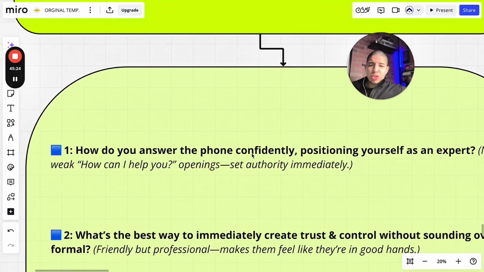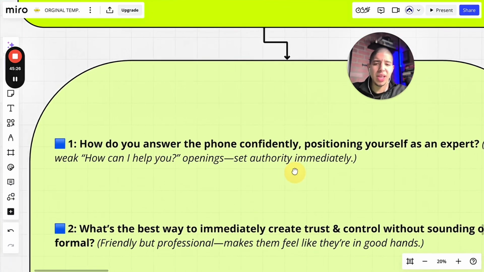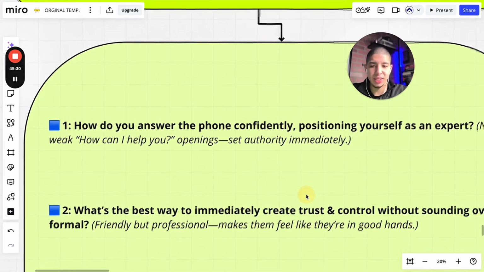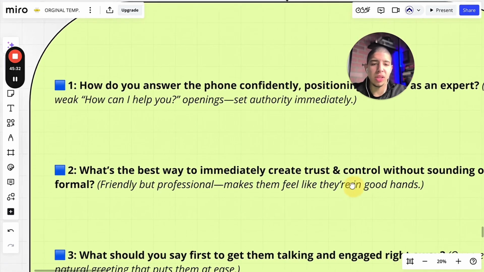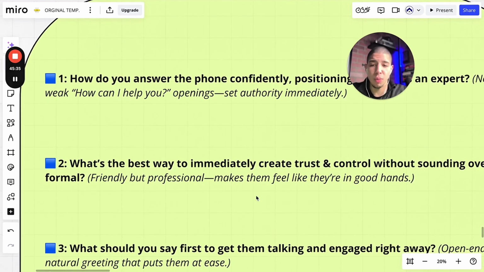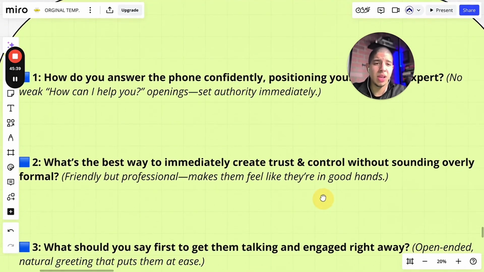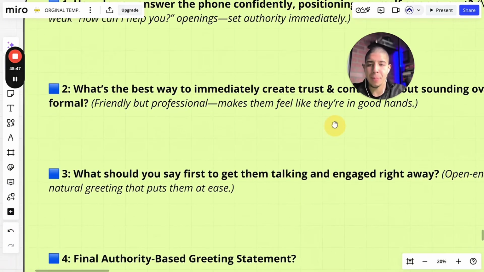So how do you answer the phone confidently, positioning yourself as an expert? No weak "how can I help you" openings, set authority immediately. Step 2, what's the best way to immediately create trust and control without sounding overly formal? Friendly but professional. Make them feel like they're in good hands. And this comes through testing. This depends on your personality type, right? Who's answering the phone? Where do you live? Is there lingo? It all comes into play.